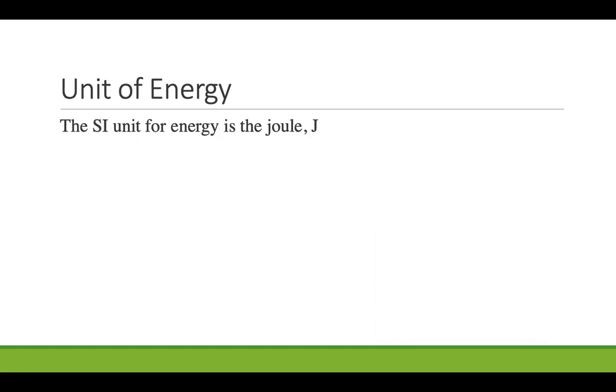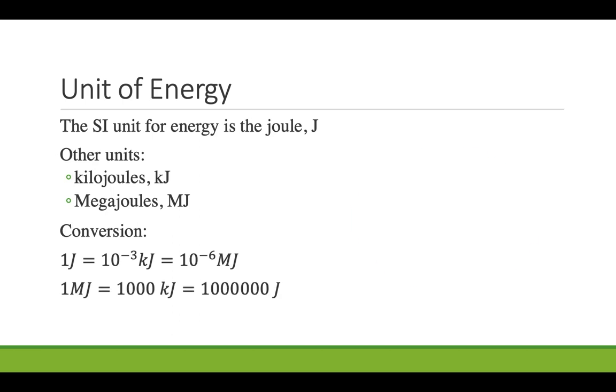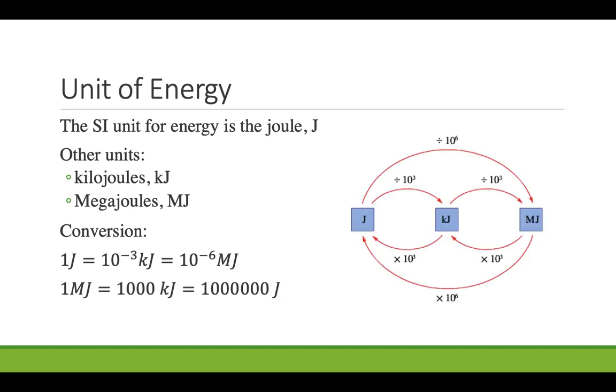The SI unit of energy is the joule, and in chemistry, we sometimes use kilojoules and megajoules as well. We do need to know the conversion between these three units, and from joules to kilojoules to megajoules, it's always by 1,000.